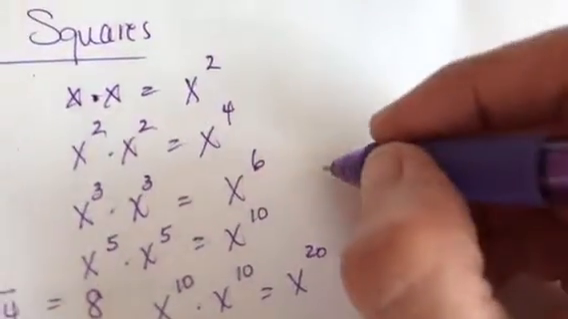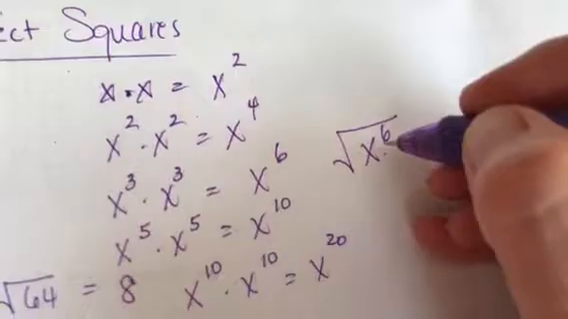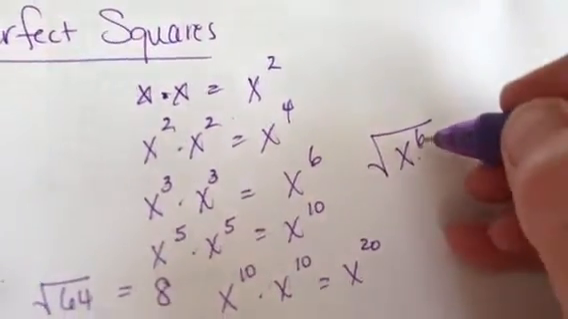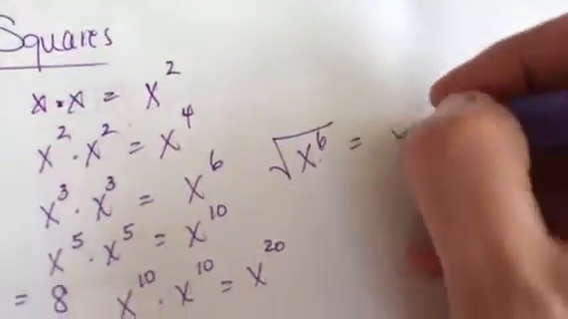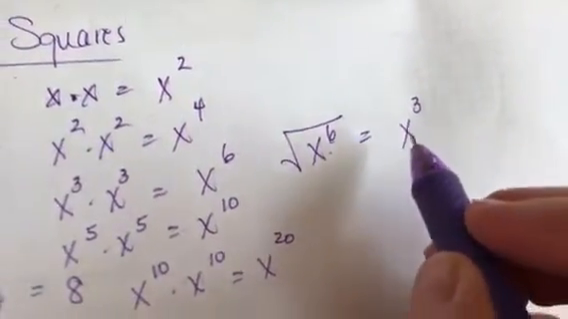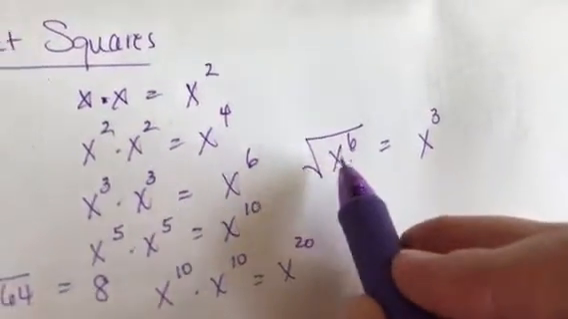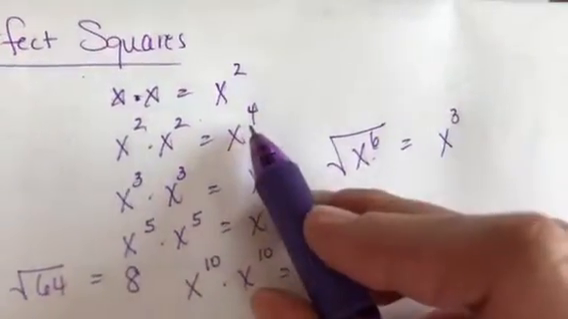So if I would take the square root of x to the 6th, 6 is not a perfect square, but 6 is an exponent here. X to the 6th is a perfect square. It would be x to the 3rd. Why? Because x to the 3rd times x to the 3rd is x to the 6th. Okay? So as long as these are even, life is good.